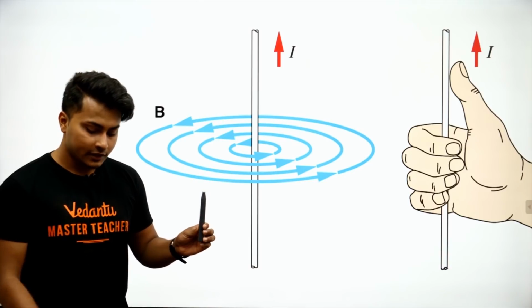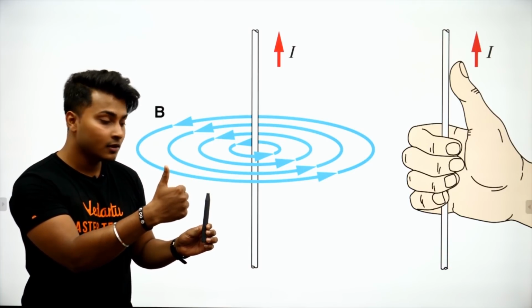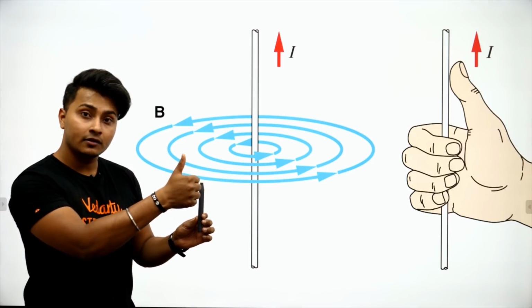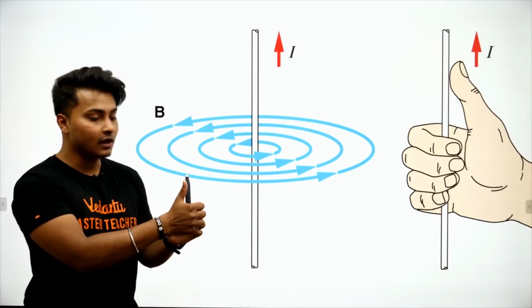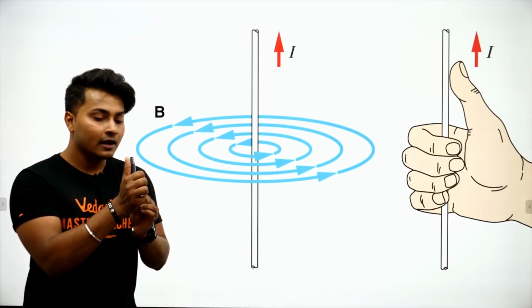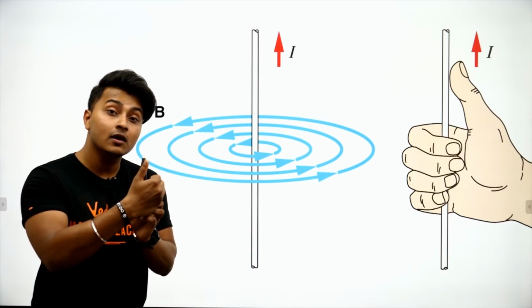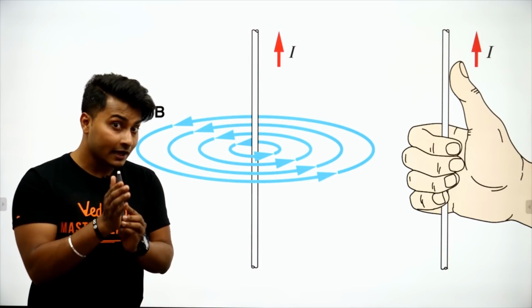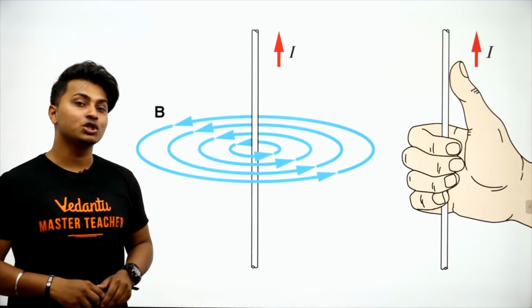Maxwell's right-hand thumb rule says, if you point the thumb in the direction of the current, so the current is going upward, so I'll point my thumb in the direction of the current. Then he states that the direction in which your fingers curl around the conductor will give you the direction of the magnetic field.